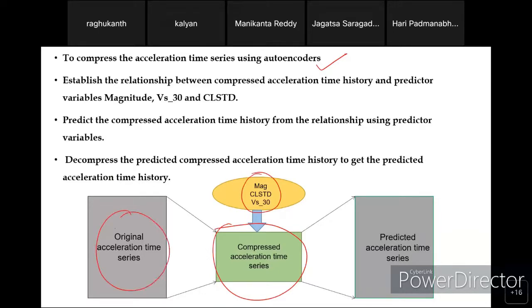So the original time history will have 10,000 points or 20,000 points. So predicting it is a problem. What we try to do is we try to do this using an autoencoder and predict the time history itself.